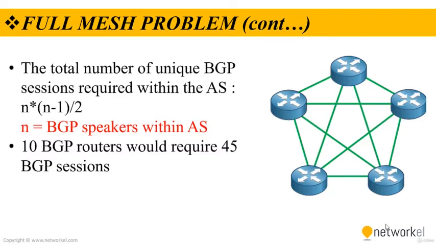For example, the total number of unique BGP sessions required within the AS can be calculated using the following formula, where N is the number of BGP speakers within the AS. So you can see in here, let's say you have 10 BGP routers, that means you will have 10 times 9 divided by 2. That means you need to have 45 BGP sessions for only 10 BGP speakers.